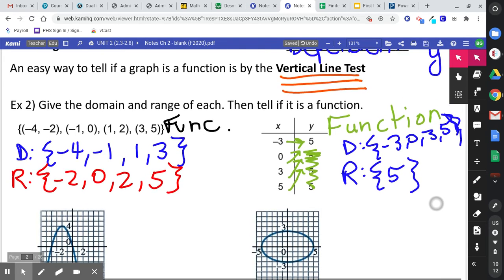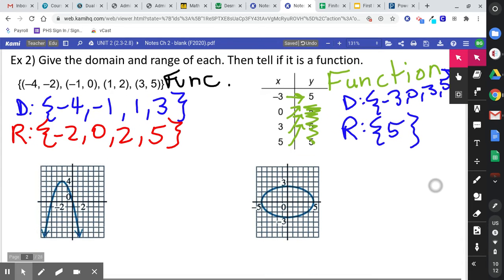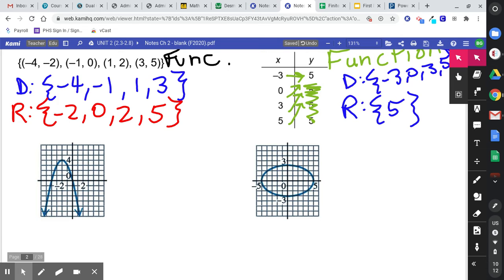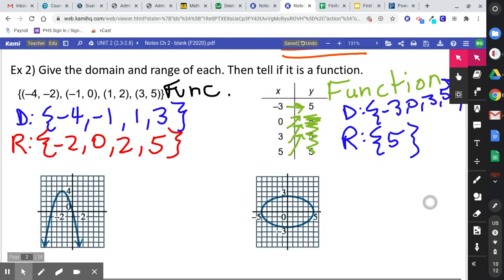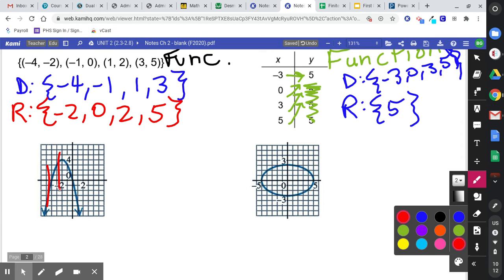So when we look at the graph, remember up at the top it says an easy way to tell if it's a function is by the vertical line test. Okay? You'll probably remember the vertical line test. You would draw a vertical line through like that. And if it only hits one time, it's a function, right? So that first thing, I'm going to get rid of that. The first one is a function. And the second one is not a function. You can tell by the vertical line test. It hits more than once.